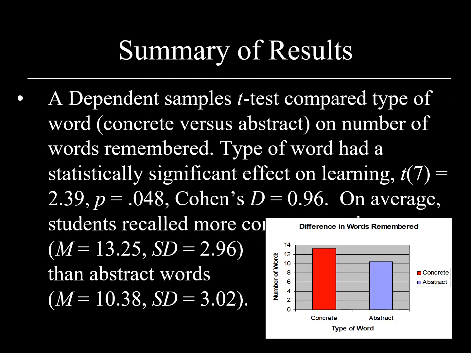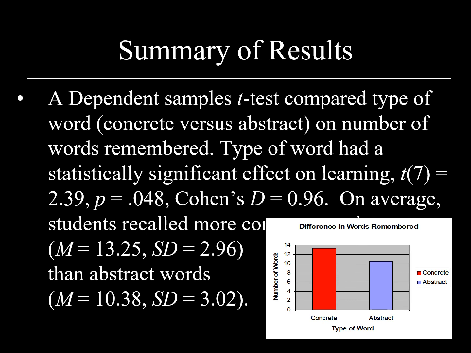So the summary of the results, we report this like we'd report anything in SPSS when we're converting it over to APA. So first we define what we ran, a dependent samples t-test, and what the variables were, compared types of words, concrete versus abstract, on number of words remembered. Then we're going to make our statement: type of word had a significant effect on learning. We're going to report the t, the degrees of freedom, the value of t. We're going to report our p-value. We're going to report Cohen's d, and then we're going to put it into English.